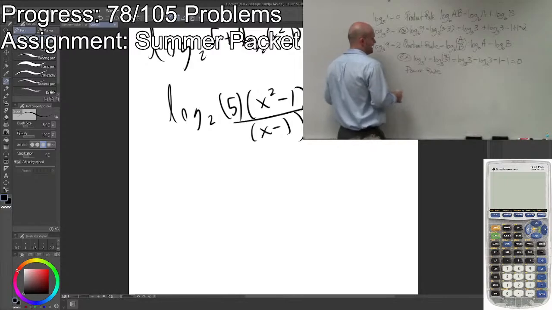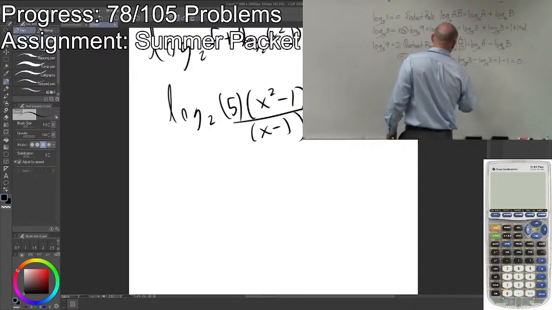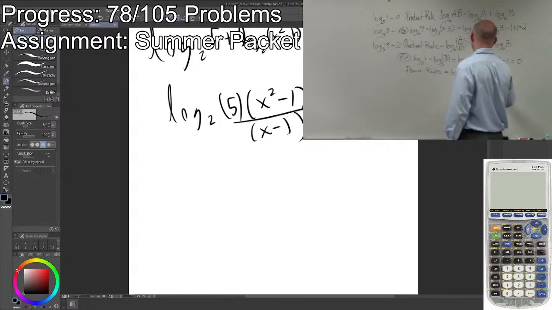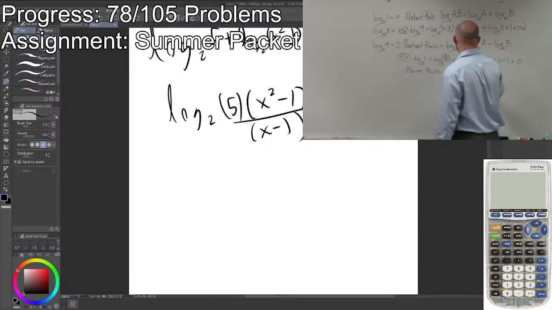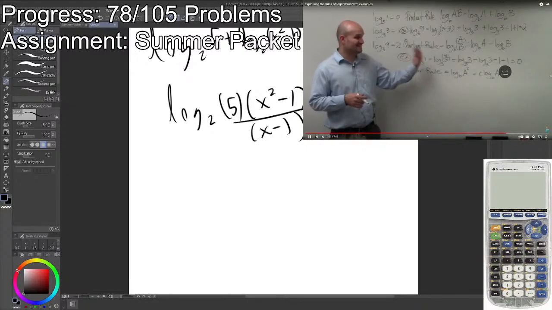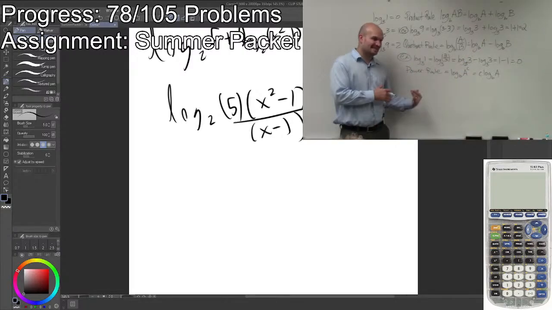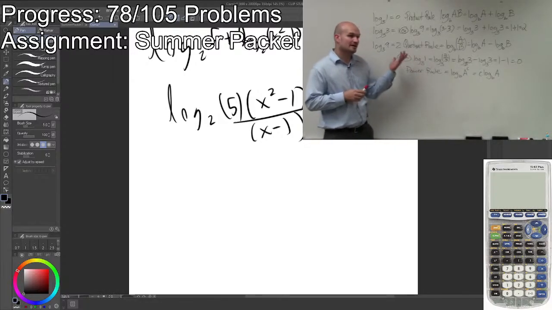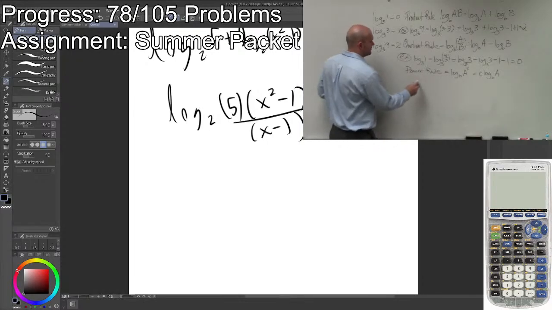And the power rule goes like this. If you have log base b of a raised to the c, then that is equal to c times log base b of a. Okay? So again, let's try another one.